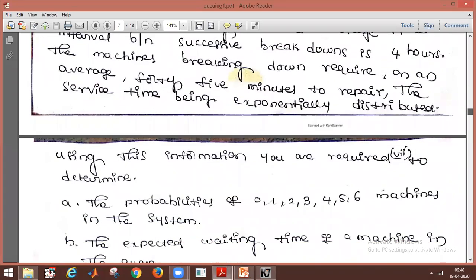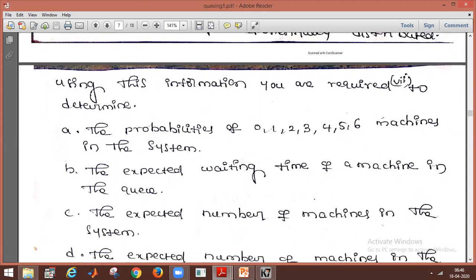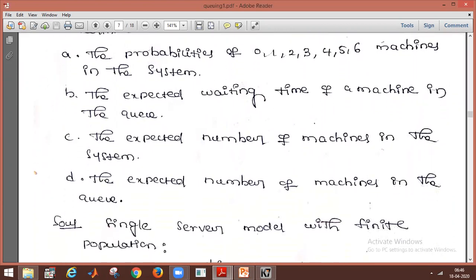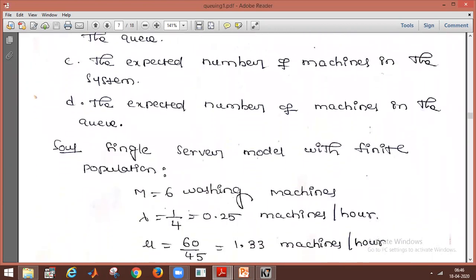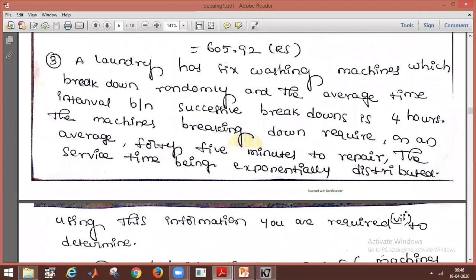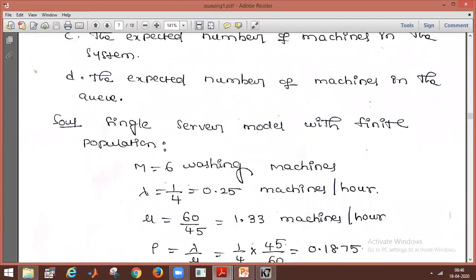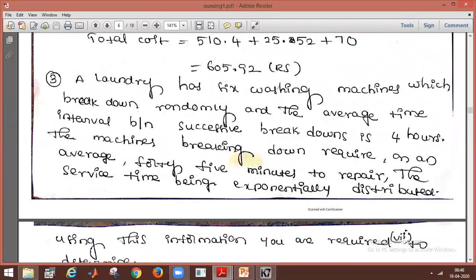First, we have to find the probabilities of 0, 1, 2, 3 machines in the system. Next, the waiting time of a machine in the queue. Next, the expected number of machines in the system and the expected number of machines in the queue. Here M is 6 washing machines and lambda is 1 by 4 per hour, and mu is 45.